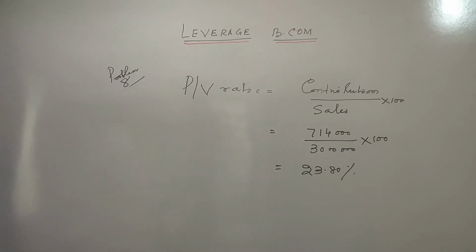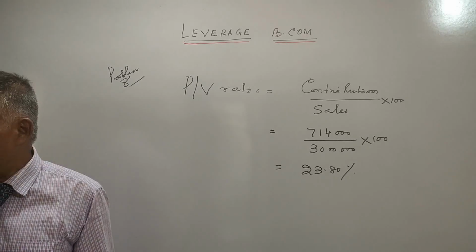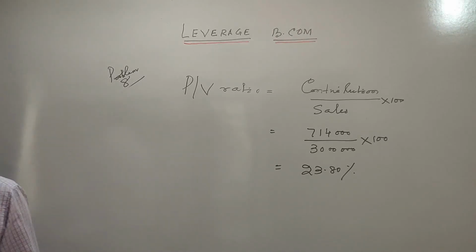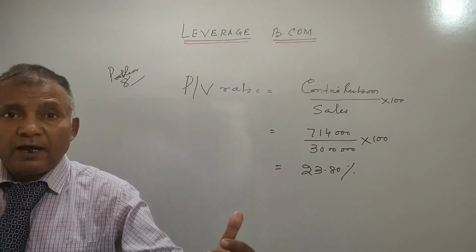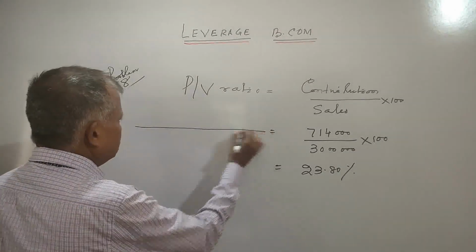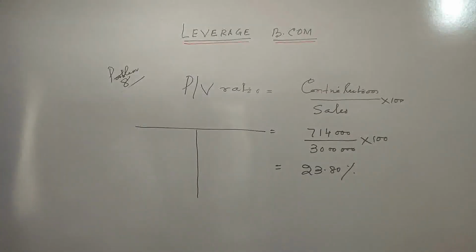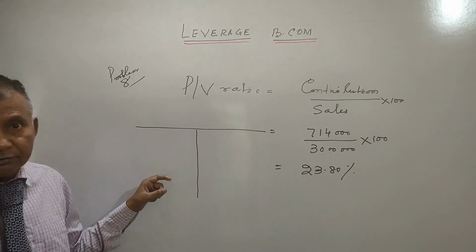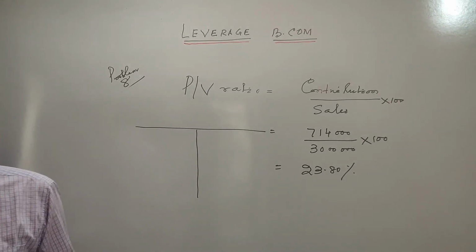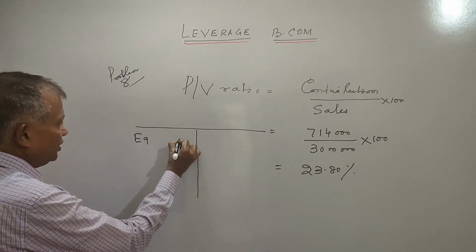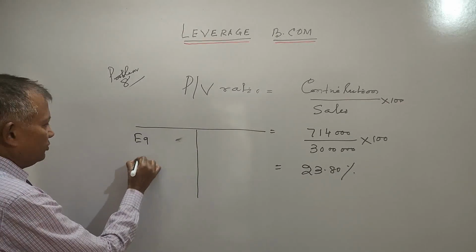23.80%, right? So we know the PV ratio. Now we have to find out the asset turnover ratio. To find the asset turnover ratio, we have to find out the total assets. We all know it is a balance sheet, and they have not given you the liability, but they have given you the equity and the debt.